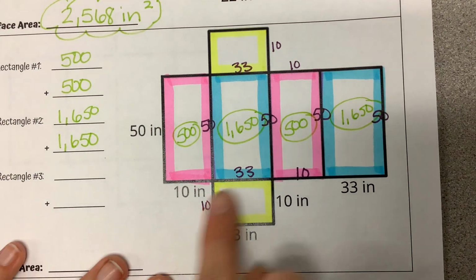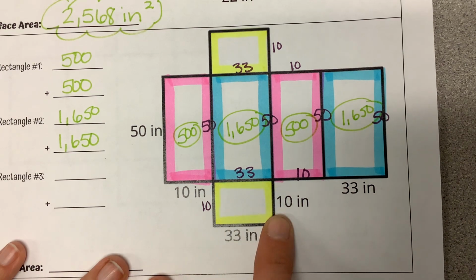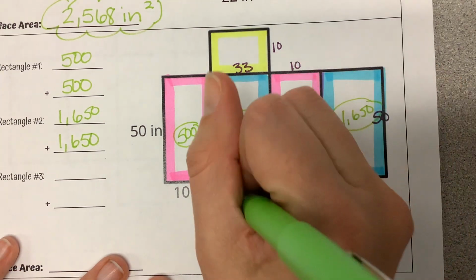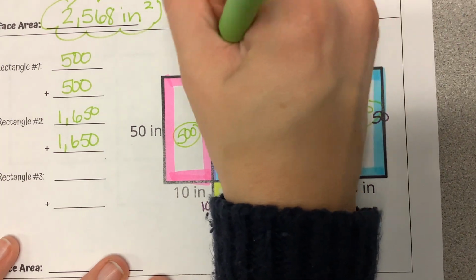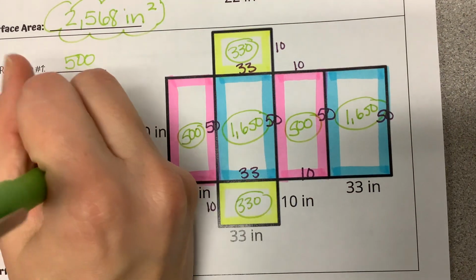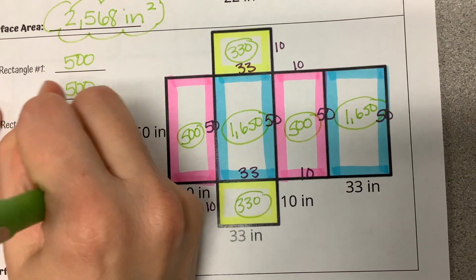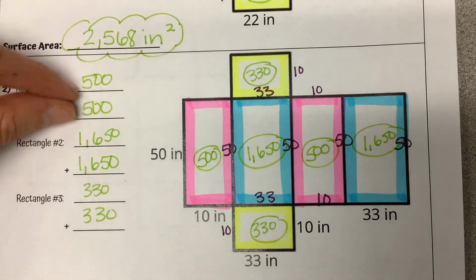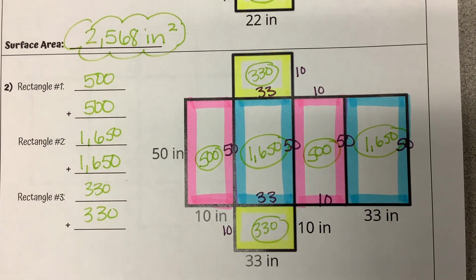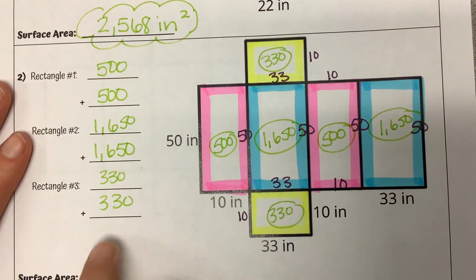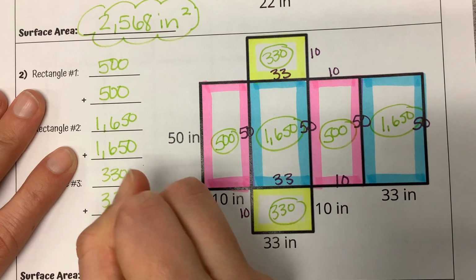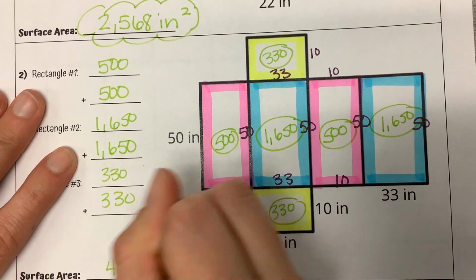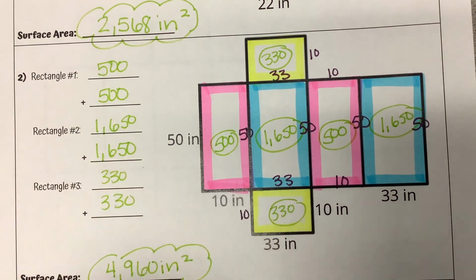And then our last rectangle, our bases. Base of 33 times height of 10 is 330. And that's our last set. So again, we should have three different sets, 500, 1650, 330. I'm plugging those all into my calculator very carefully, and I get 4,960 inches squared.